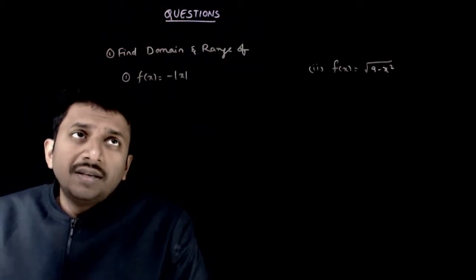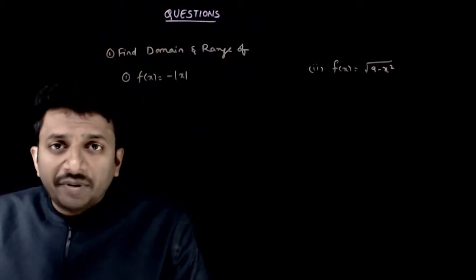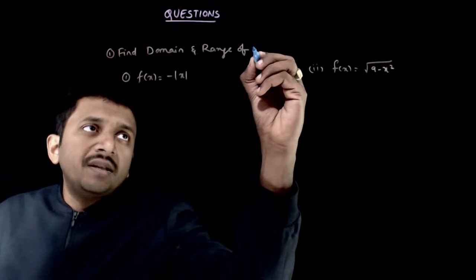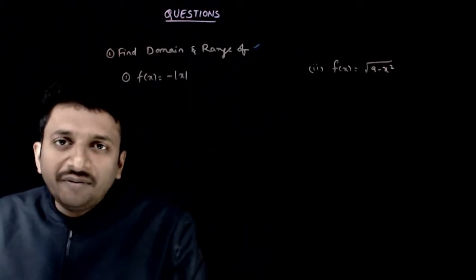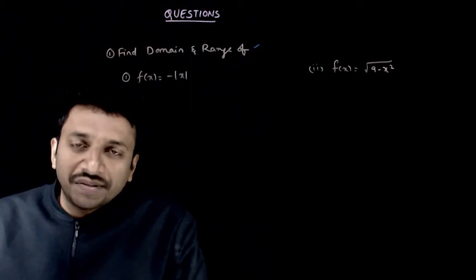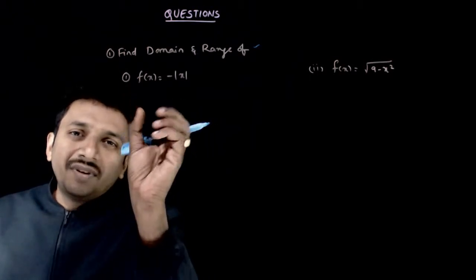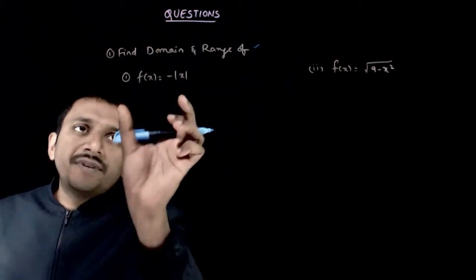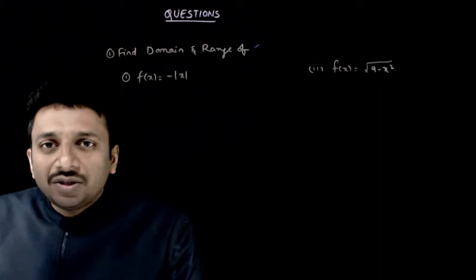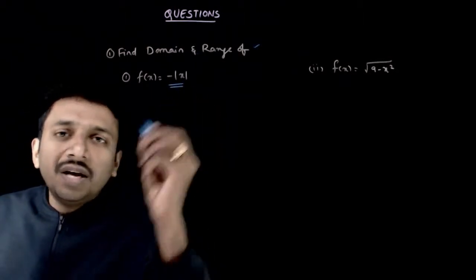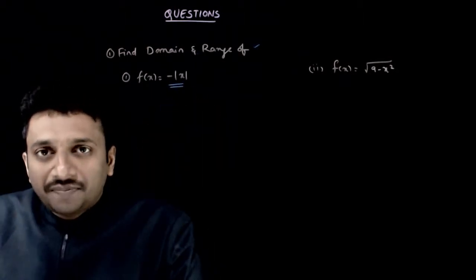So now let us look at some questions on this chapter. First, let us look at the most important type in this chapter, which is finding domain and range questions. Let us start with very easy functions. First question: find the domain and range of f of x is equal to minus of mod x.